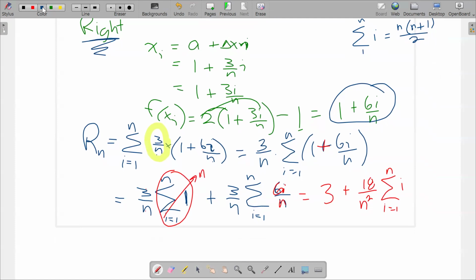Now I'm going to write it over here. We've got 3 plus 18 over n squared times n plus 1 over 2. And the sum's all gone.